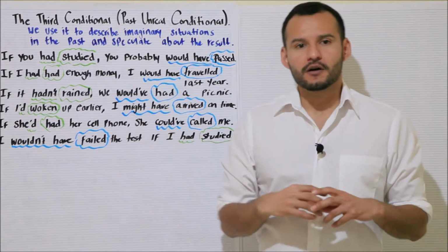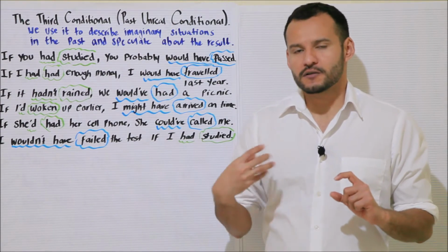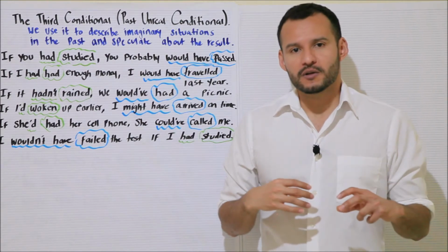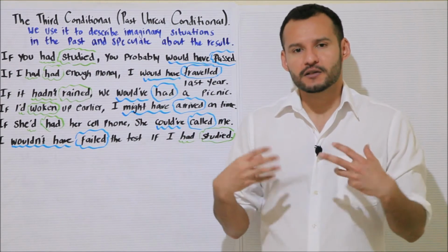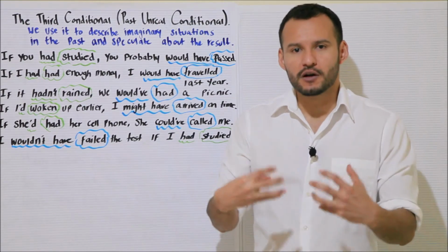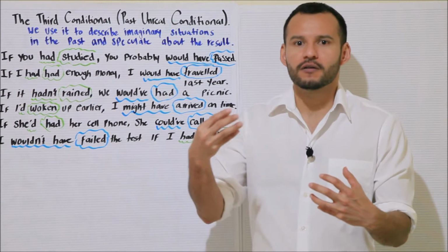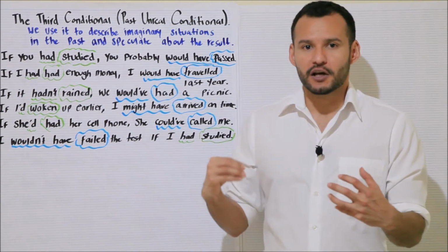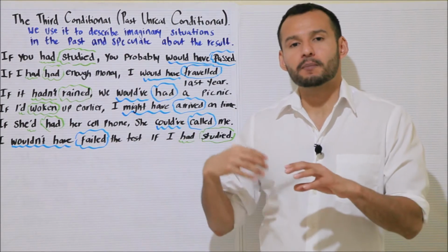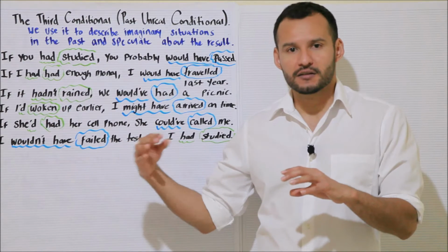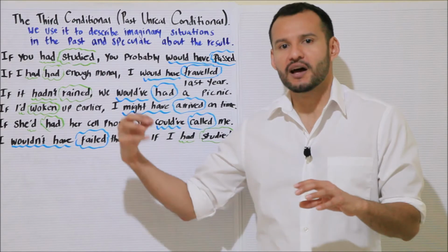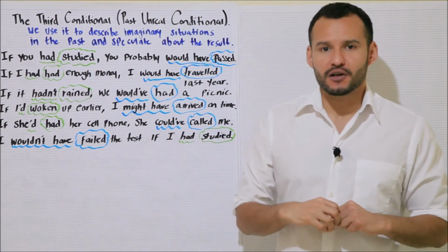In today's video I'm going to be talking about the third conditional, which is also known as the past unreal conditional. Now, a while ago I released a video talking about the second conditional, the present unreal conditional. So if you need to refresh your memory or simply want an introduction into the topic of unreal conditionals, consider checking it out. But basically we use the third conditional to talk about imaginary situations in the past and to speculate what would have been the result, what would have happened in that particular situation.